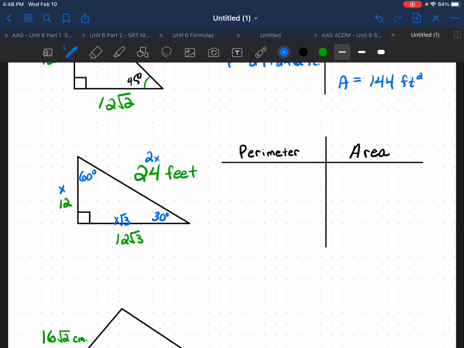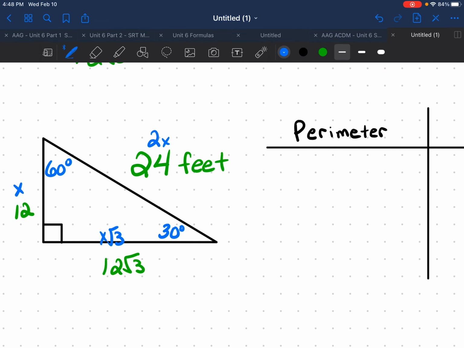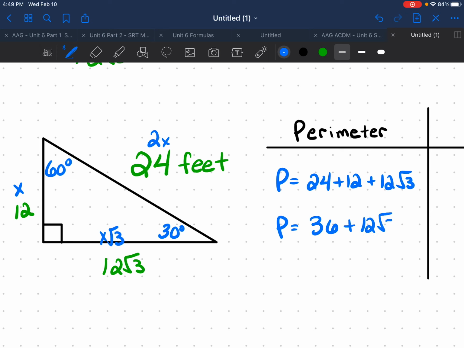So as I zoom in here, let's find our perimeter. I just want to see those side lengths. There we go. So I'm going to write down perimeter equals 24 plus 12 plus 12 radical 3. Now, again, we can only combine terms that are like, so I'm going to use these whole numbers here. So my final perimeter is going to be 36 plus 12 radical 3 feet. So I'm going to go ahead and label that there, feet.